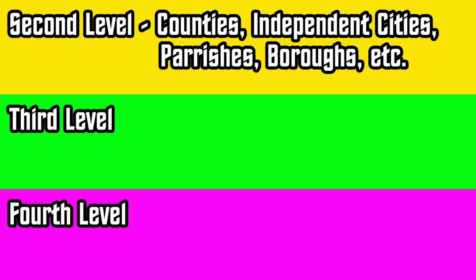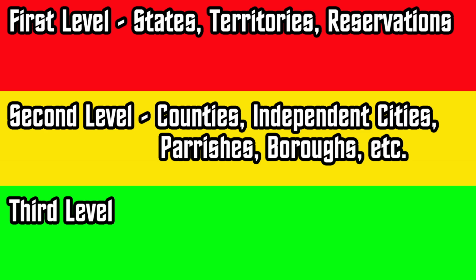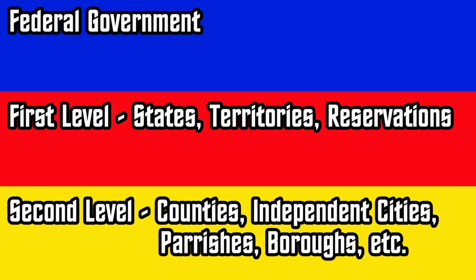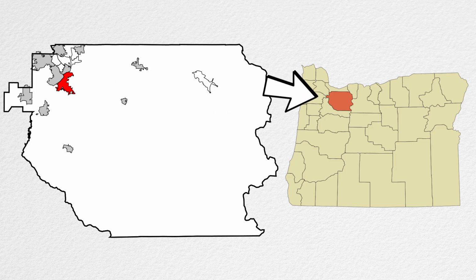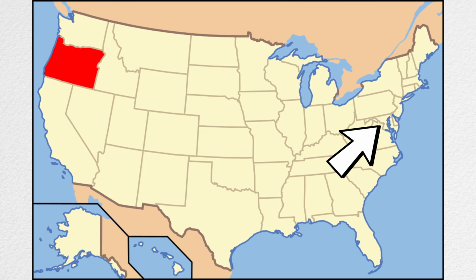Counties and parishes and boroughs, etc. are second-level divisions, as their governments and authorities rank below those of the states and territories, which in turn rank below the federal authorities. In short, Oregon City governs Clackamas County but still reports to Salem, which governs all of Oregon but still reports to Washington, D.C. Got it? Probably not, but we're going deeper anyway.